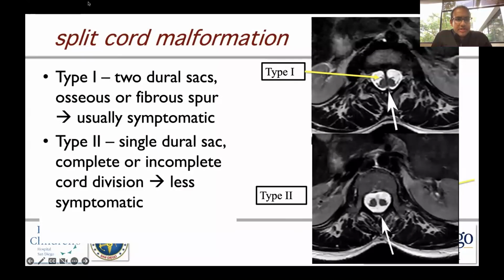Split cord malformations. This is another closed neural tube defect that will likely present later in life, secondary to spinal cord tethering. There are 2 types of split cord malformations. Type 1 is where there are 2 dural sacs and an osseous or fibrous spur. These children are usually symptomatic in the way of scoliosis or spinal cord tethering, urinary dysfunction, lower extremity dysfunction, pain, dysesthesias, things like that. Type 2 is where there's a single dural sac, with complete or incomplete cord division, and these children tend to be less symptomatic.